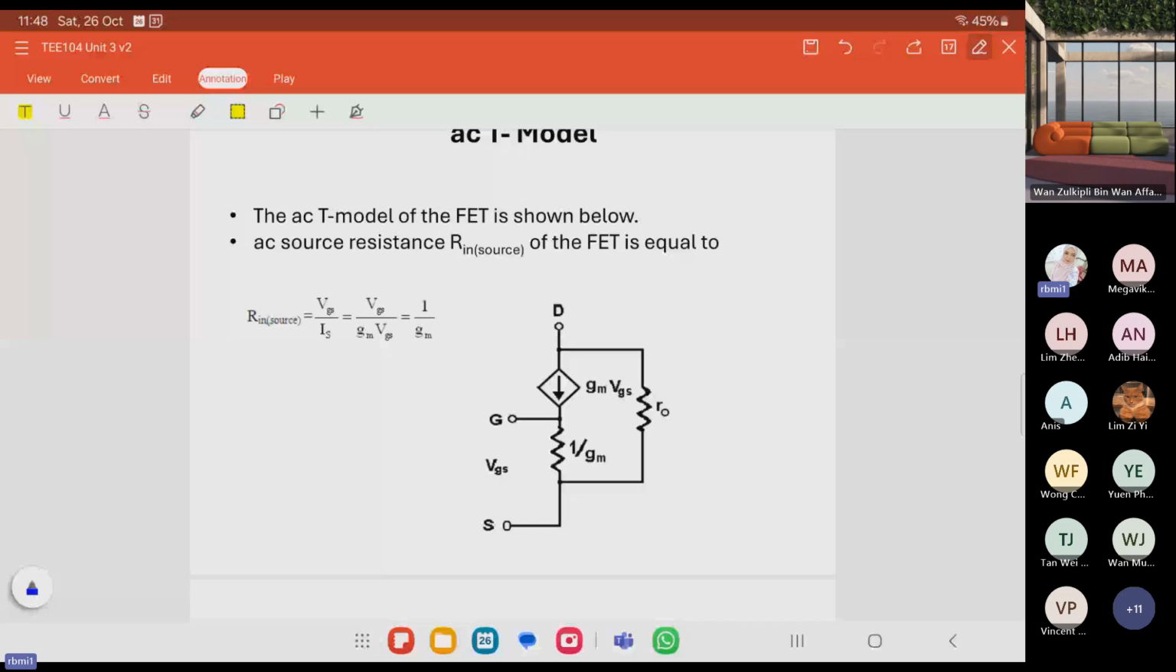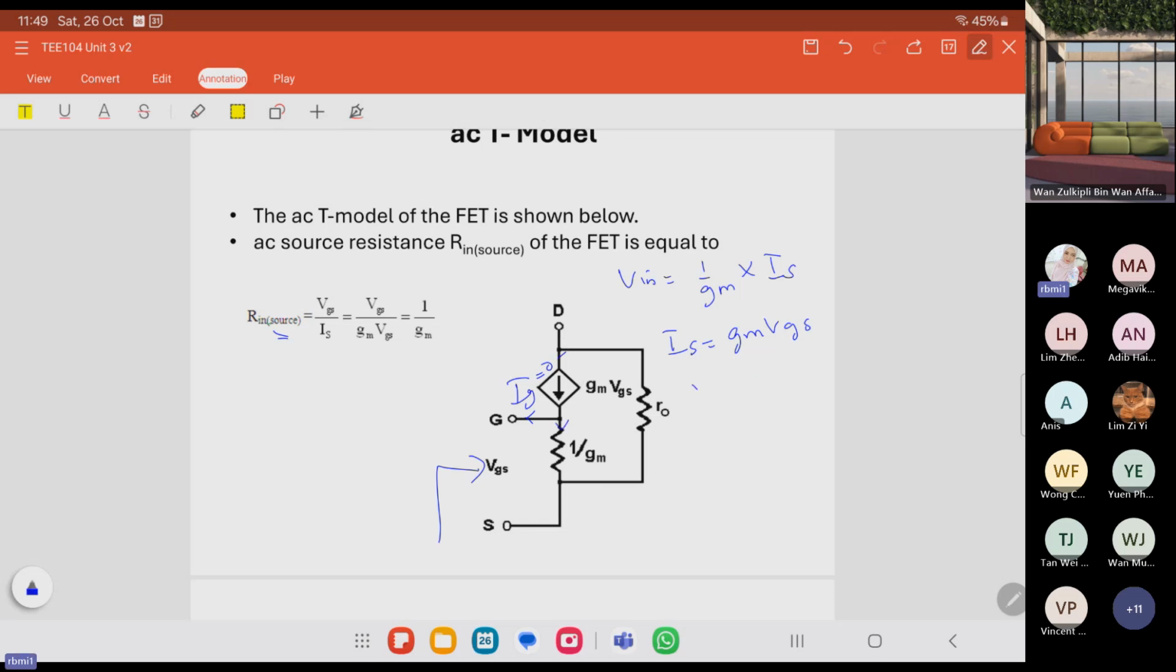Okay, the re is derived at this side. R in source is derived based on the fact that the AC source resistance is VGS over IS. And V in is equal to 1 over gm multiplied with IS. This is the AC source resistance, and IS is equal to gm VGS. Why? Because IG is equal to 0 for the FET, so ID equals IS.